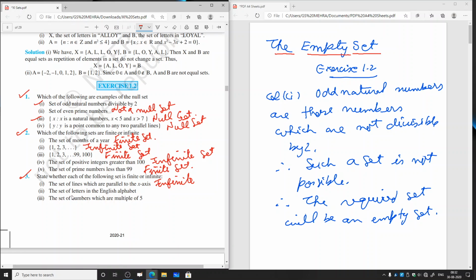Then second one, the set of letters in the English alphabet. We know how many English alphabet letters are there. There are only 26 letters in the English alphabet. So it is countable, and so the set will be finite. The set of numbers which are multiples of 5. There are infinite multiples of 5. So this is infinite set.